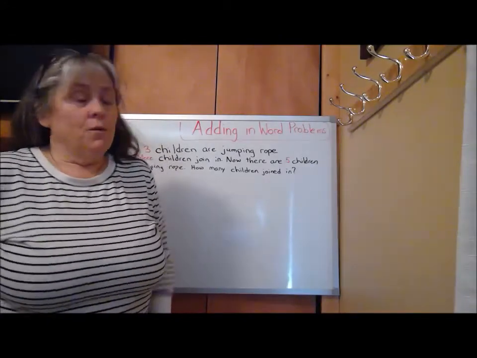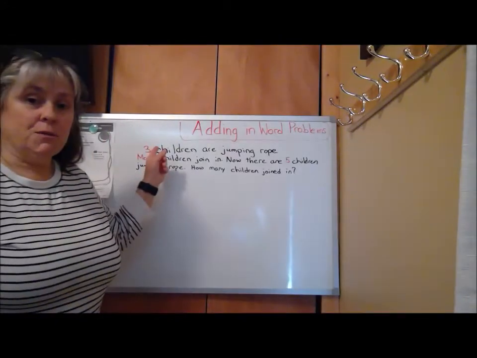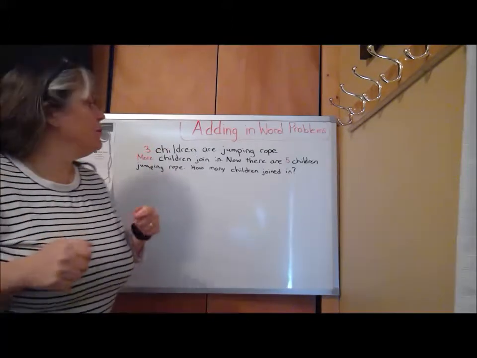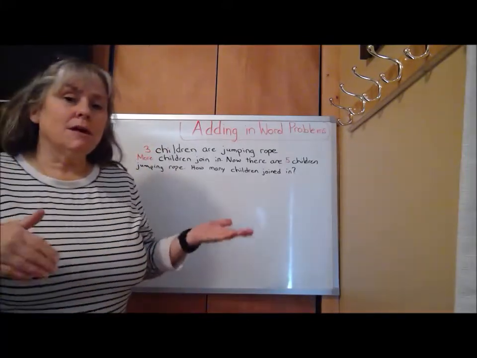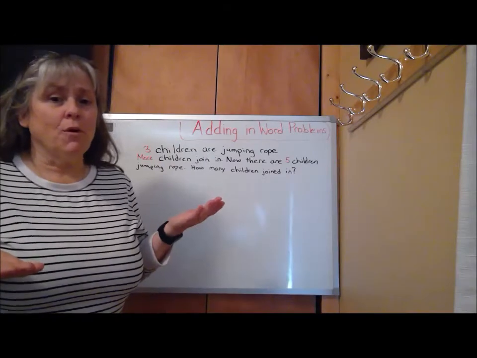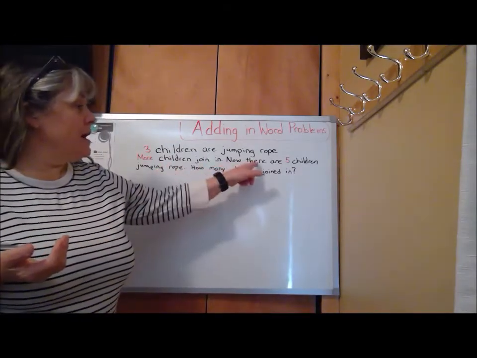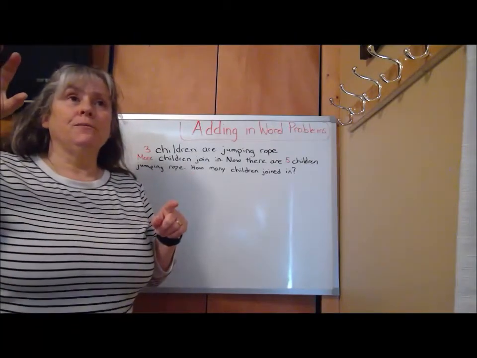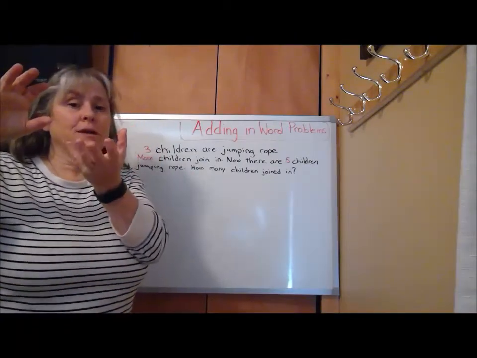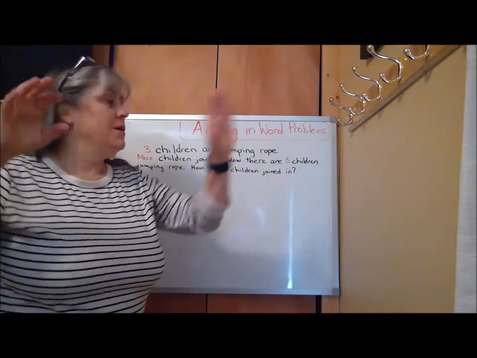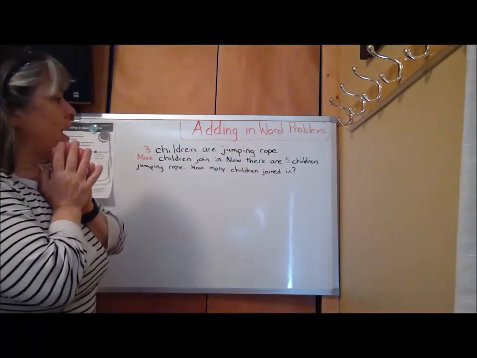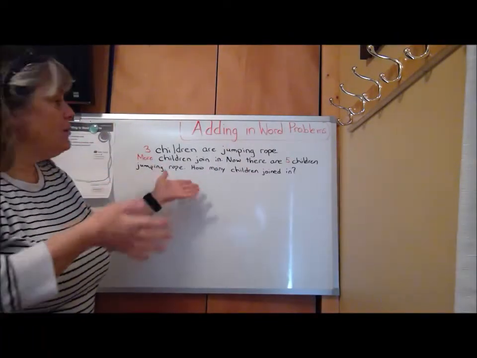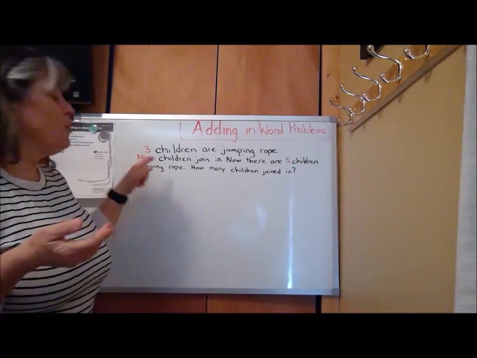So what do we know? We know that there were 3 kids jumping rope. So we've got 3 kids, they jump rope. More kids come in. We don't know how many more. But when they're done, there's 5 altogether. We do know that. So you know there were 3. We know some other group of kids came, and then there were 5. All right. So what do we want to know? We want to know how many joined in. We want to find out what this more is.